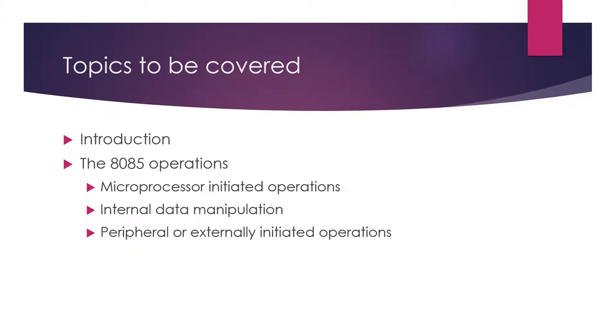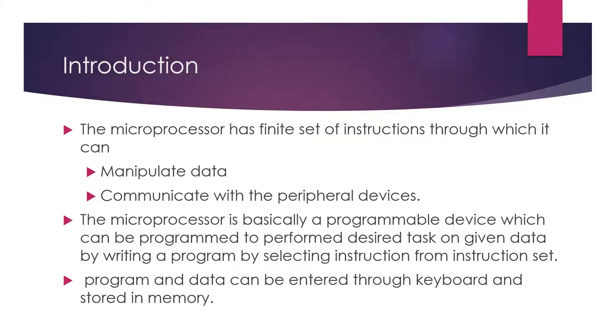So in this video lecture, we will see a little bit of introduction about the 8085 operations. Then we will see each and every category of operations in detail. Let us start with the introduction. The microprocessor has a finite set of instructions which is called the instruction set. Each and every microprocessor has a finite number of instructions, and by the use of that instruction set, the microprocessor performs various operations such as arithmetic operations, logical operations, branch operations, input output related operations, etc.